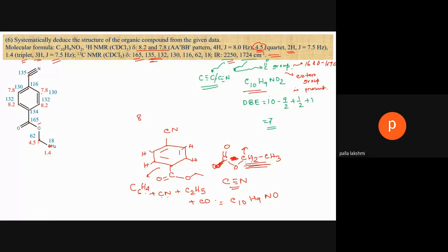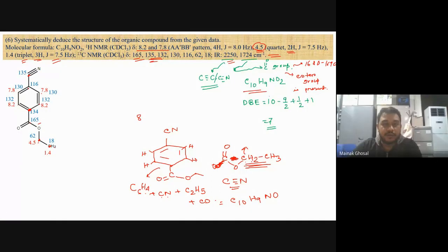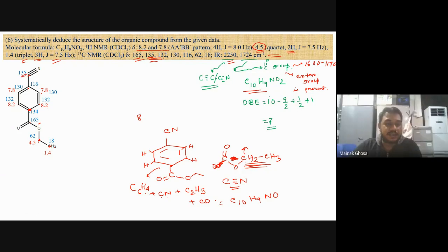But this carbon's value is very close to this value, this 135. This 135, the cyanide carbon, and this one are very close. So in the question only one value is given, because these values are very close. Only 7 are appearing in the carbon spectrum. Yes, 7 appear and there are 8.